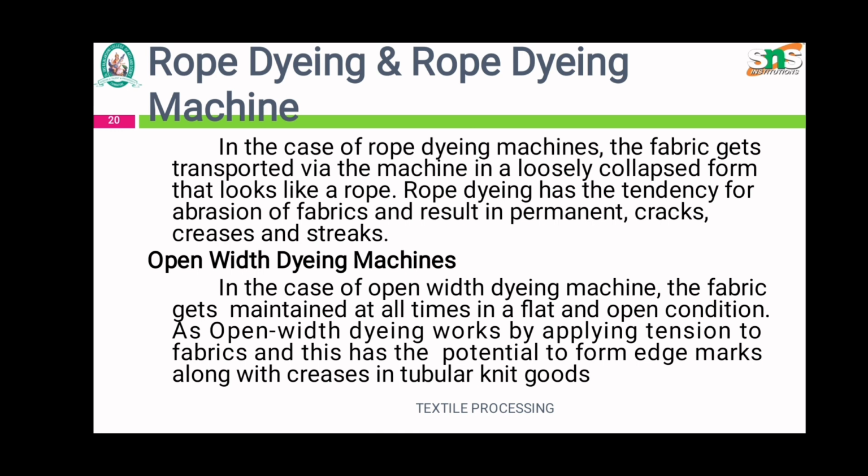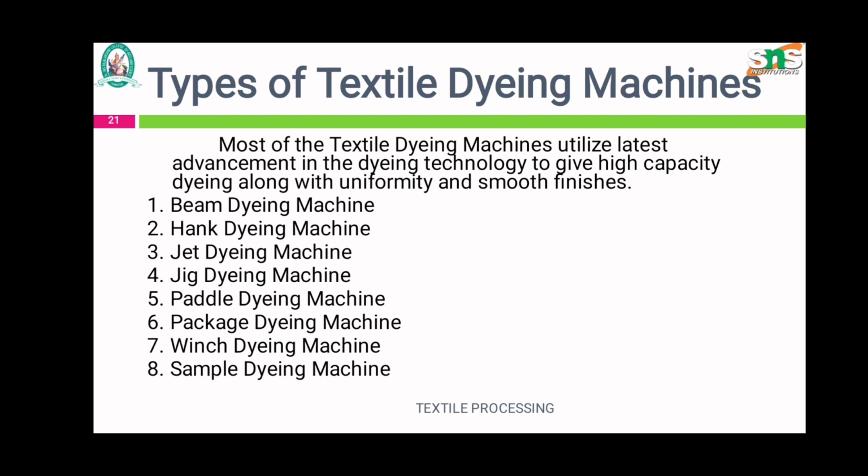Open width dyeing machines. In the case of open width dyeing machines, the fabric is maintained at all times in a flat and open condition. As open width dyeing works by applying tension to the fabrics, this has the potential to form wedge marks along with creases in tubular knit tubes. Types of textile machines: the beam dyeing machine, hand dyeing machine, jet dyeing machine, jig dyeing machine, padding dyeing machine, package dyeing machine, winch dyeing machine, sample dyeing machine.